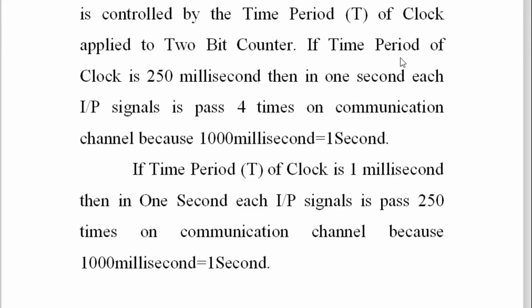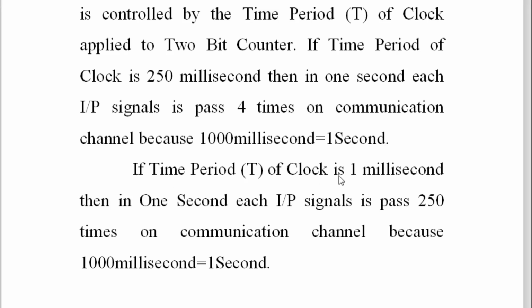4 times. If the time period of the clock is 250 millisecond, then in 1 second, each input signal or each information signal is passed 4 times on the communication channel, because 1000 millisecond is equal to 1 second. Now let us talk about another way.